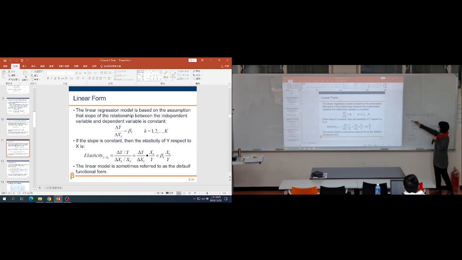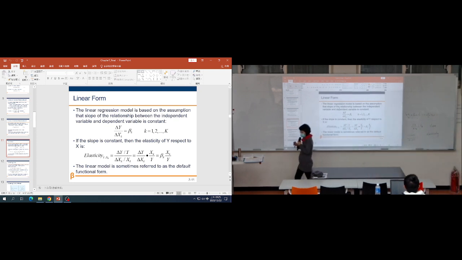So if we have both x and y in log form, then we call it elasticity. The interpretation of x or y is in terms of percentage. If only one of x or y takes the log, we call it semi-log.